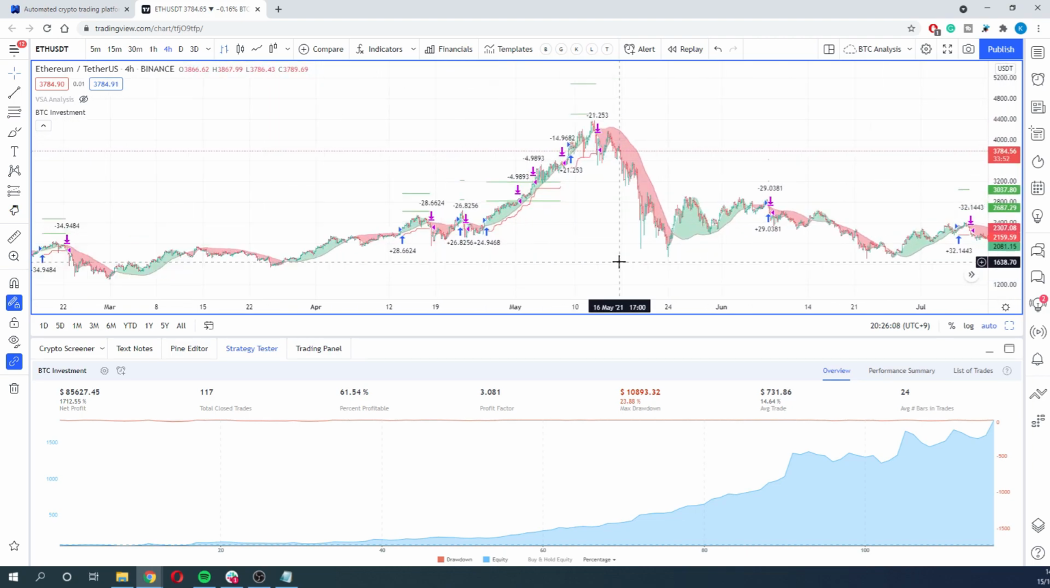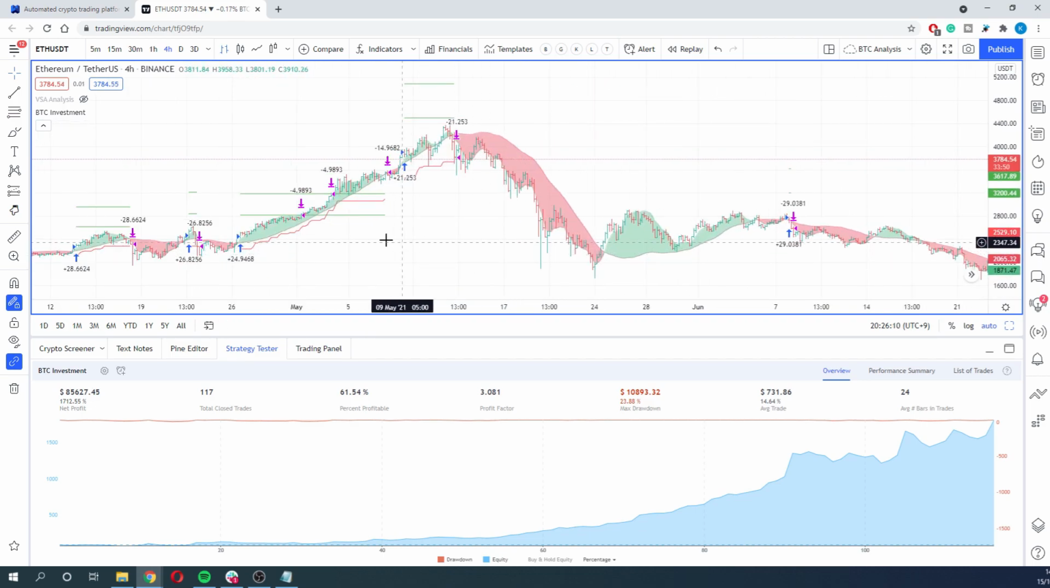However, let us look at this wonderful example where we took the whole trend, and then as soon as the trend changed right at the top, the strategy exited and didn't show additional entry signals.